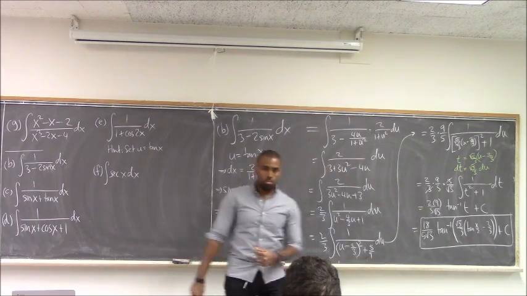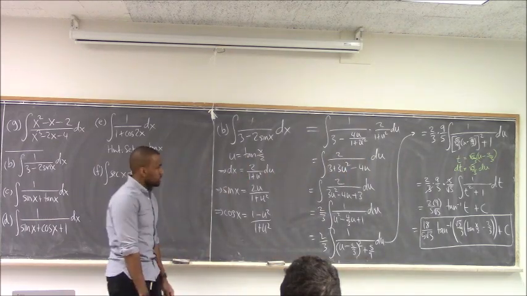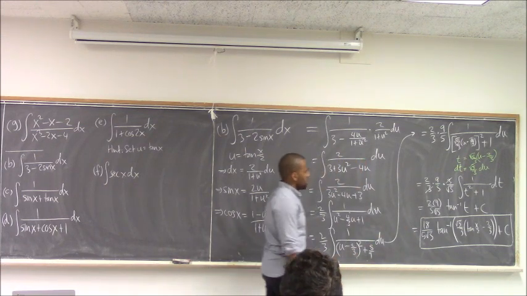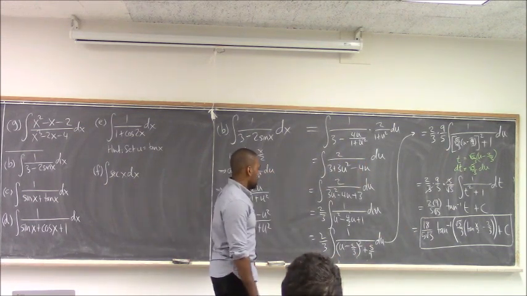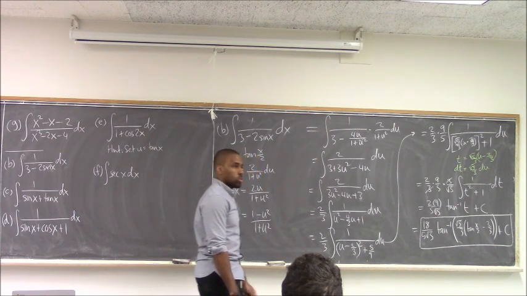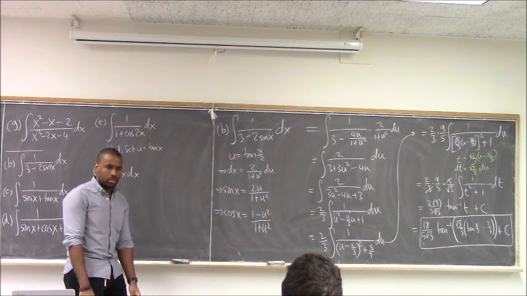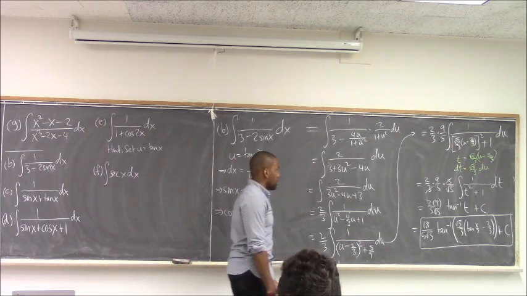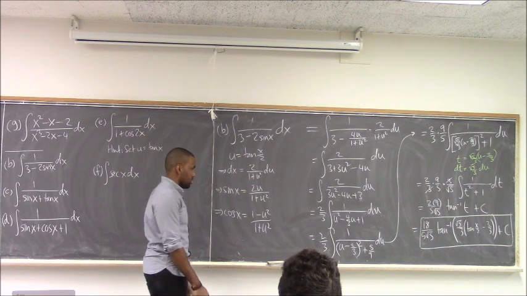What you guys got? Something similar? You probably simplify the constants a little bit differently, but that's essentially what it should look like. Any questions on that one? So the numbers here were kind of ugly, but hopefully the process is a little bit clear.